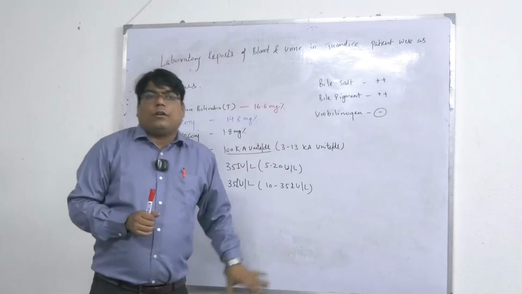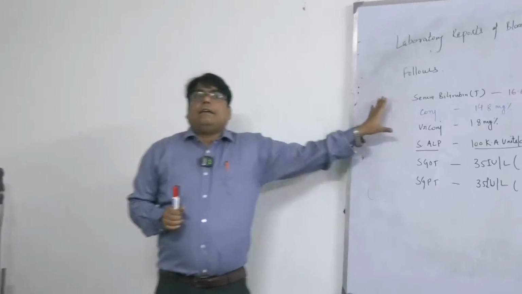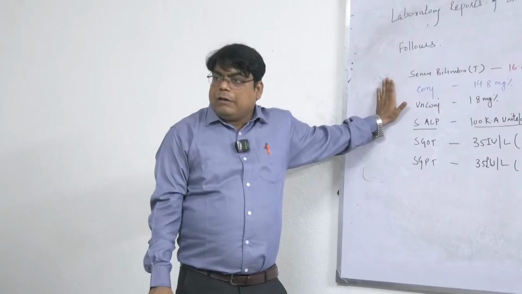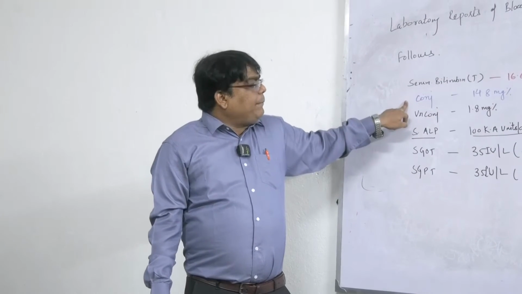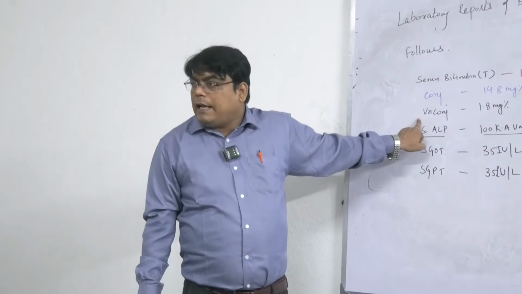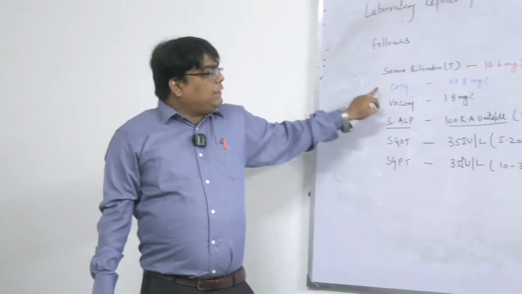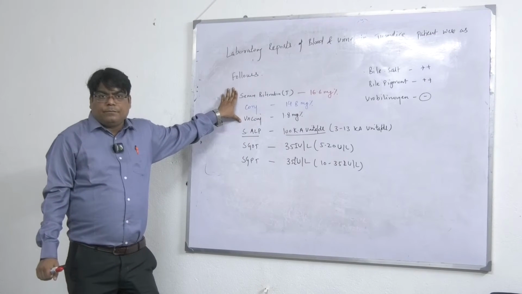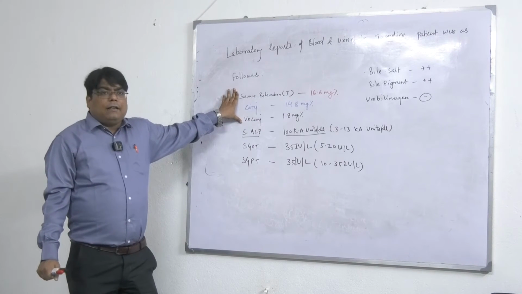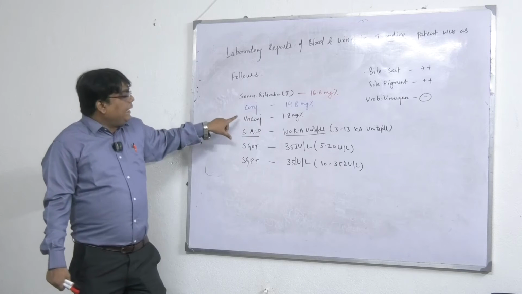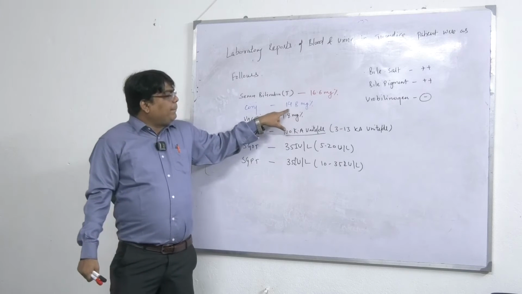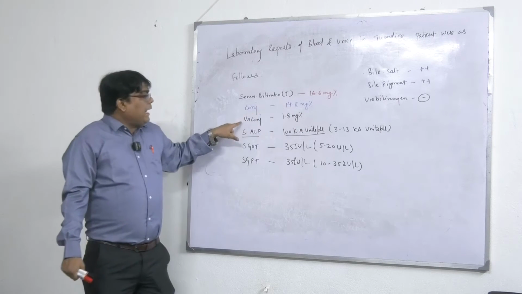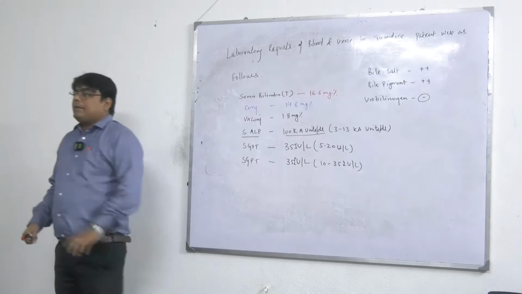It is clearly a patient of jaundice because the serum bilirubin level is high. The normal level of serum bilirubin is 0.2 to 1.2 mg per dl. Conjugated means direct bilirubin, unconjugated means indirect bilirubin. If you see the bilirubin levels, you easily give the answer. Here the conjugated level is 14.8 milligram percentage, and unconjugated is 1.8 milligram percentage.